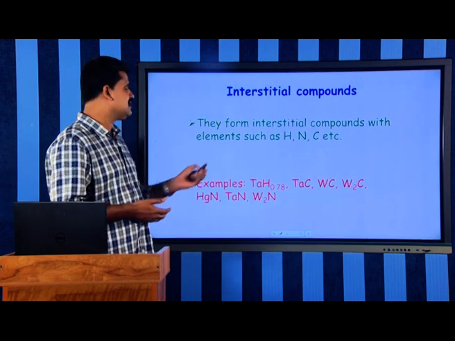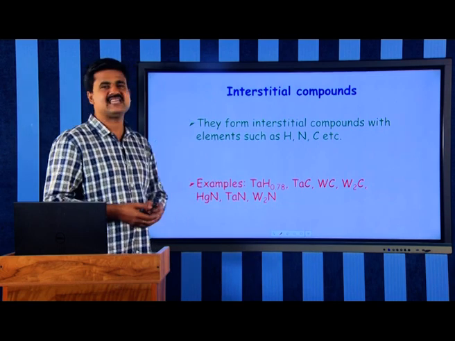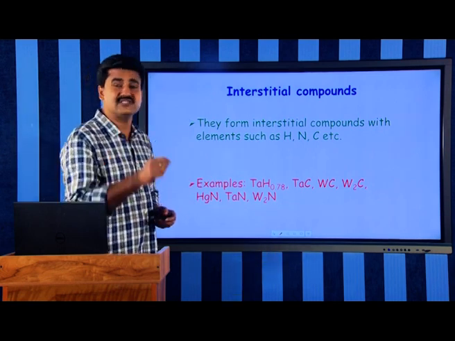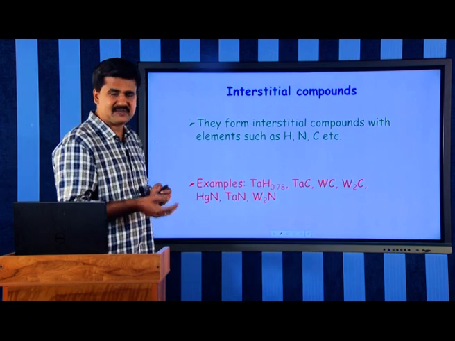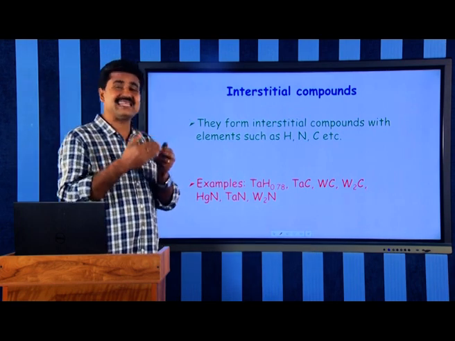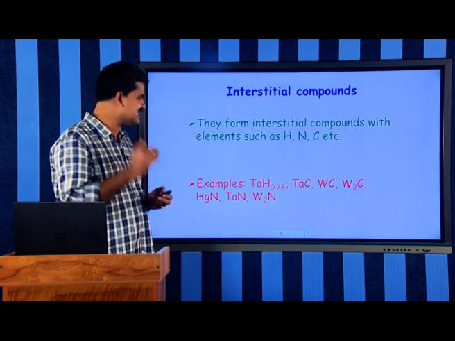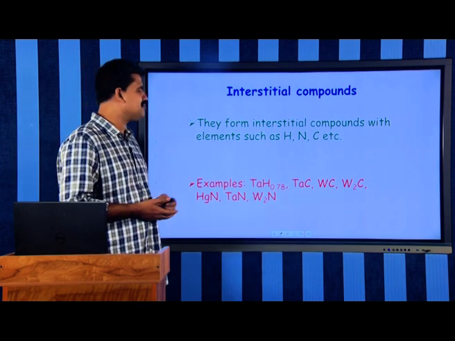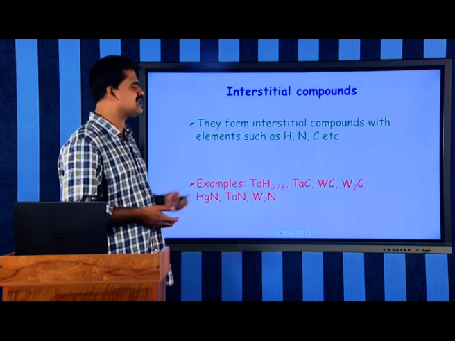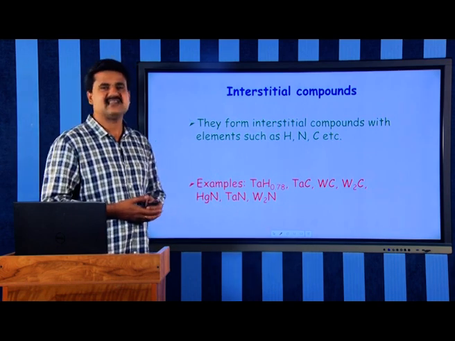They include TaH0.78. The 0.78 simply indicates non-stoichiometry. Most of the interstitial compounds are non-stoichiometric, that is, there is no clear ratio between the host element and the guest element, but some of them are stoichiometric also. For example, tantalum carbide, tungsten carbide W2C, hafnium nitride HfN, tantalum nitride, etc.